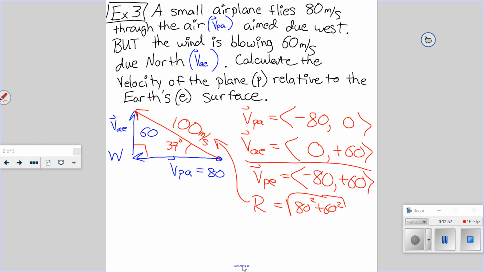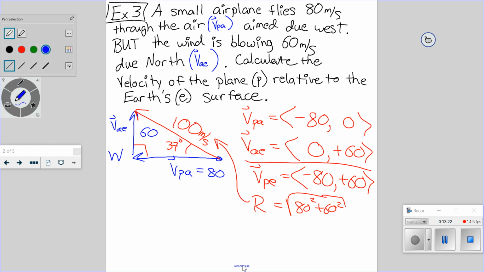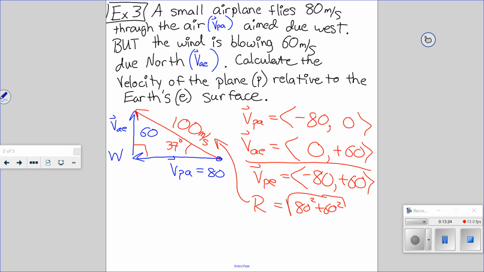Or you can use trig. If I didn't know this angle, if it was something weird, you could do sine, cosine, tangent to get either one. That's easy trig, you're not that far. Landon's not that far. Okay.